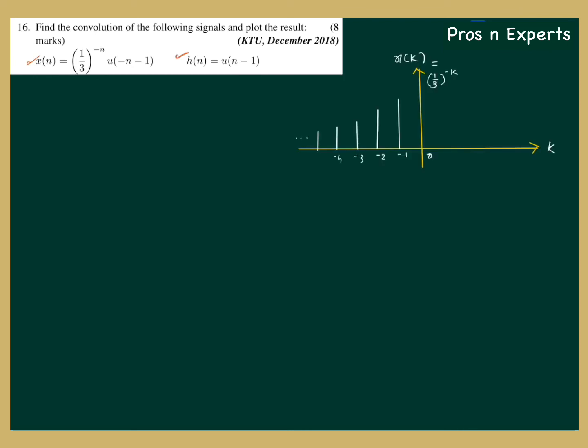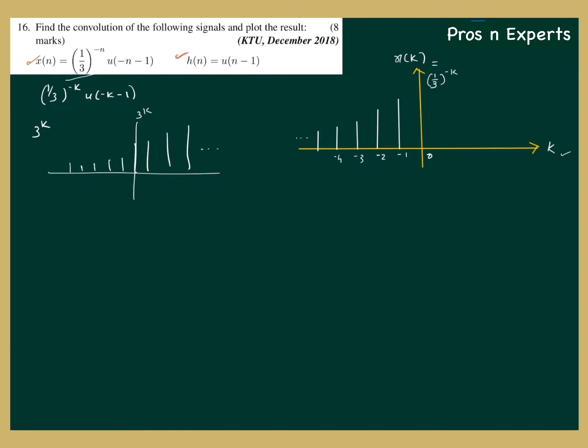So I have drawn x of k in the index k. If you have any doubt how to obtain x of k, just listen. X of k is actually 1 by 3 to the power minus k, u of minus k minus 1. What is 1 by 3 raised to minus k? 1 by 3 raised to minus k is 3 raised to k itself, right? So that should be a signal like this. Yes, increasing exponential signal. This is 3 raised to k.